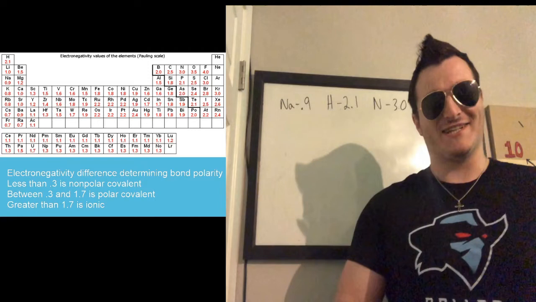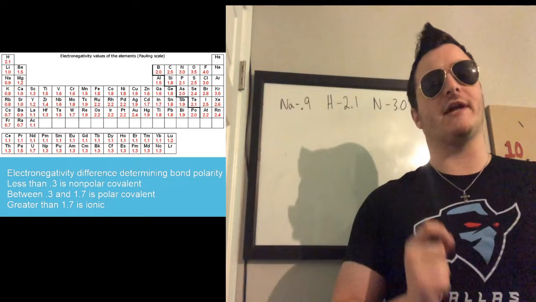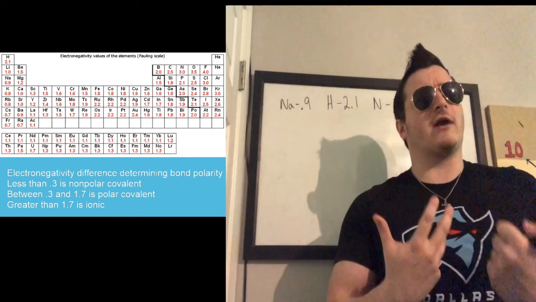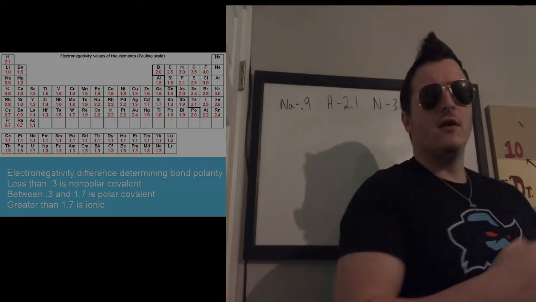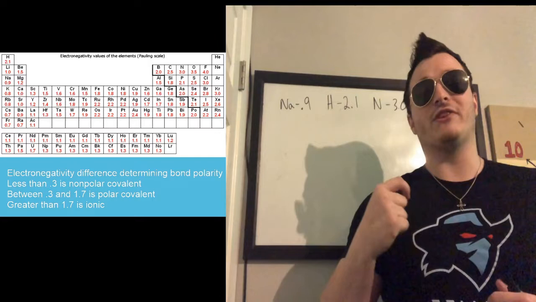Anyways, we have the three different types of bonds: nonpolar, polar, and ionic. A nonpolar bond is any bond between two atoms that have an electronegativity difference of less than 0.3. Usually what this means is it is two identical atoms getting together. Just imagine if you were in a tug of war battle with yourself. Then no one is going to win. If you are in a battle with an exact clone of yourself, no one can win. You cannot beat yourself. It's a tie, of course. And so their electronegativity difference would be zero.